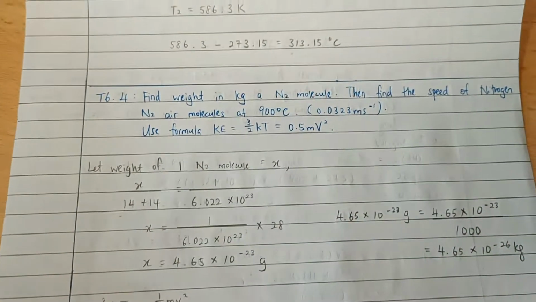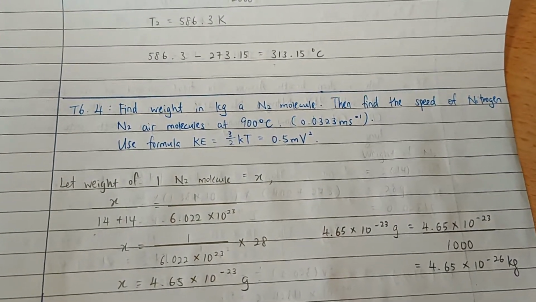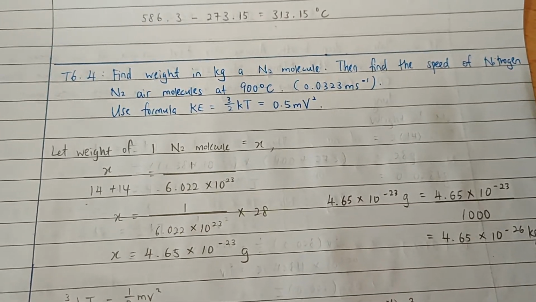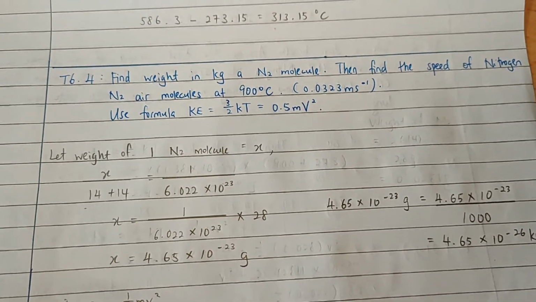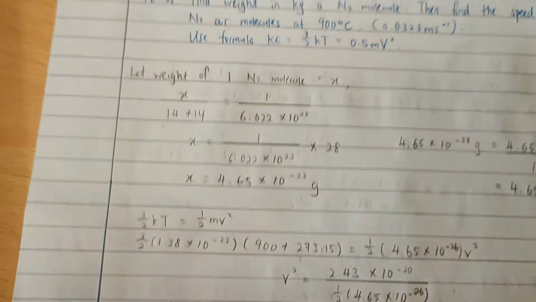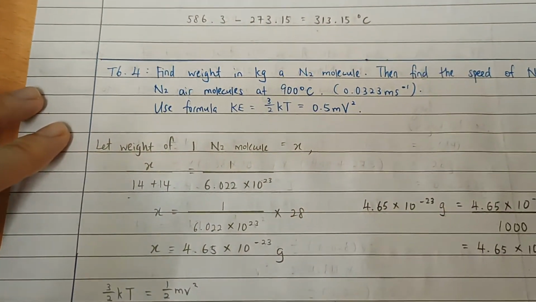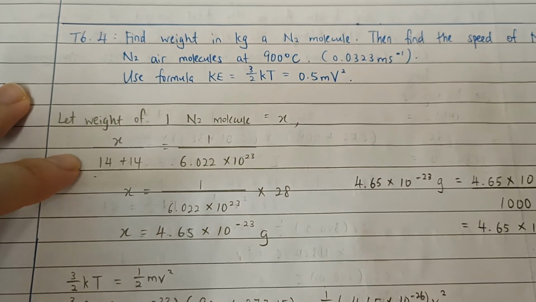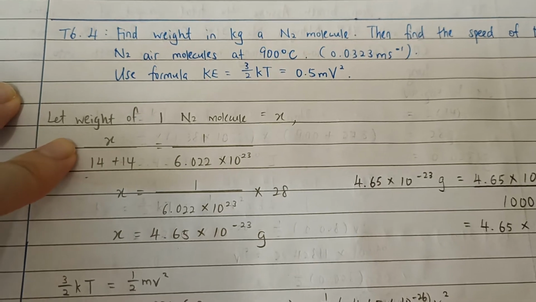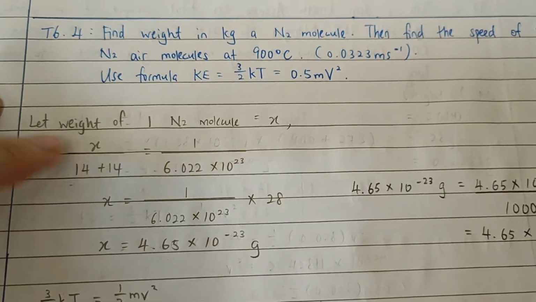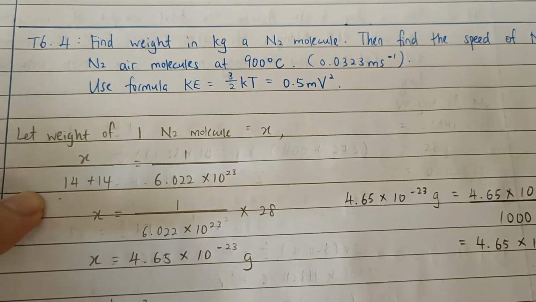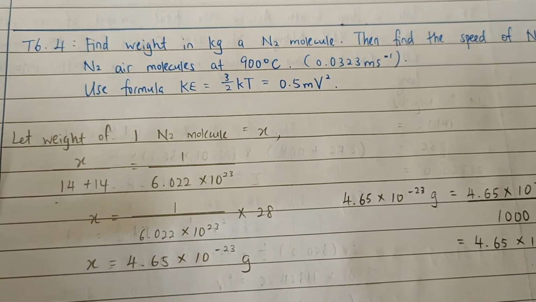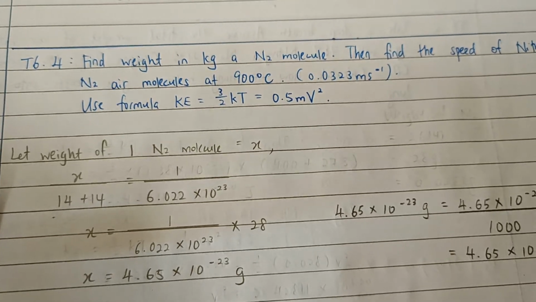And for the last question, find the weight in kg of a nitrogen molecule, then find the speed of nitrogen air molecules at 900 degrees Celsius. So firstly, we have to let the weight of one nitrogen molecule equal x. Then the weight of one nitrogen molecule over the relative atomic mass of the nitrogen equals 1 mole over the Avogadro number, which is 6.022 times 10 power of 23.